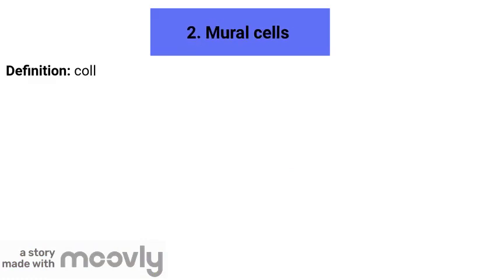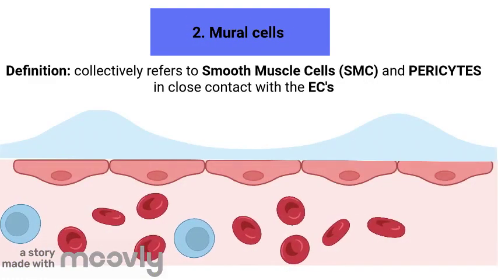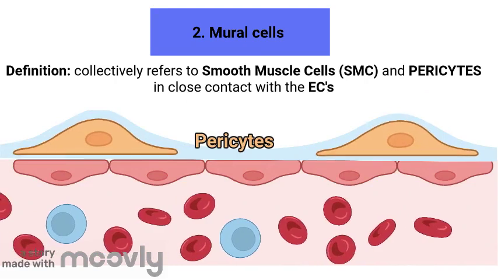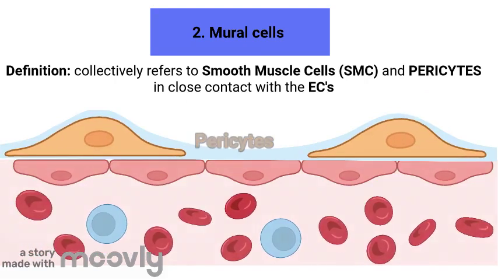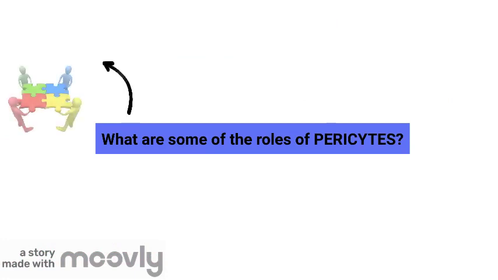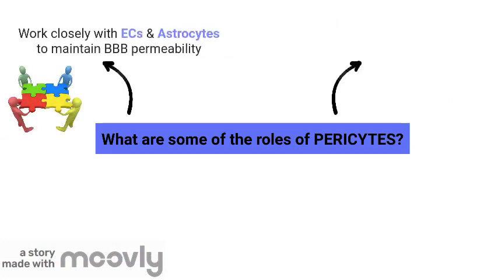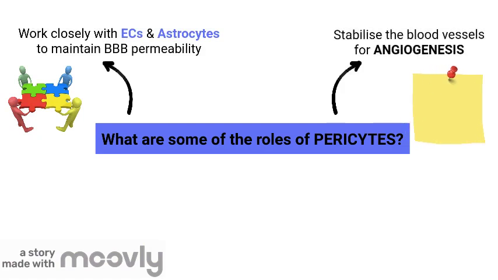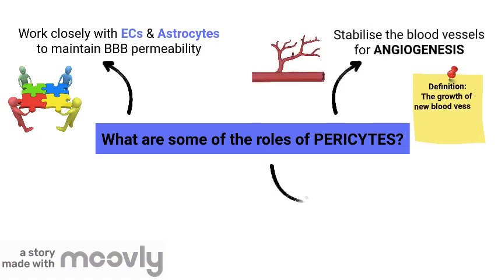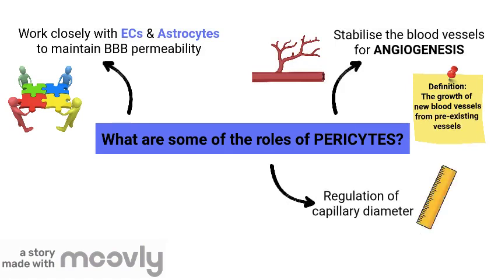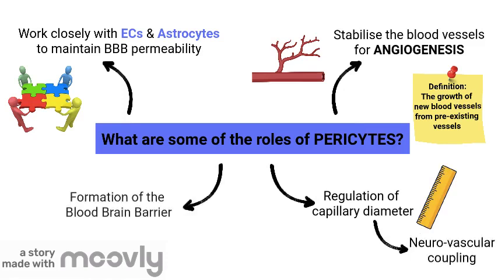The next set of cells in the neurovascular unit are the mural cells, which surround the endothelial cells. But we will be focusing on pericytes and their role in the BBB. The roles include communicating with astrocytes and endothelial cells in the neurovascular unit to maintain permeability, contributing to angiogenesis, see definition below. They contain proteins to regulate capillary diameter, which leads to neurovascular coupling, and are involved in the initial formation of the blood-brain barrier.